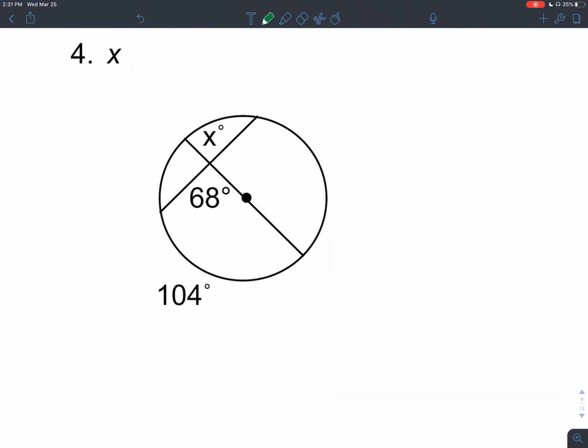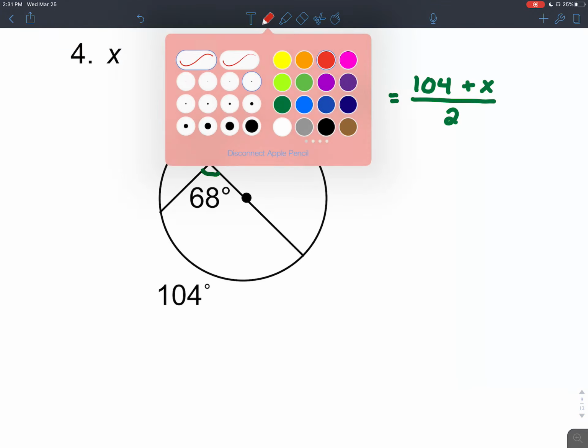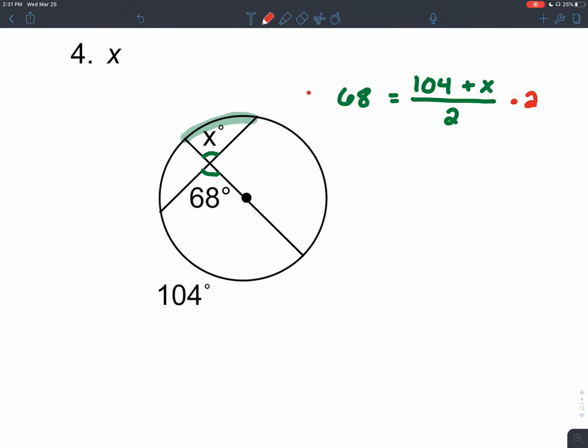Okay, in this one we are trying to find the value of x, which we are going to assume is this right here. So we know that if we add 104 and x together, and we divide by 2, we are going to get 68, because both of these angles have to be 68 degrees, and it's the average of the two arcs. So we're trying to solve for x. We first need to get rid of the part that is being divided by 2, so we're going to multiply by 2 on both sides.